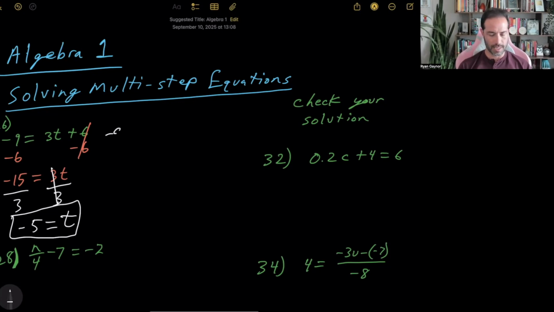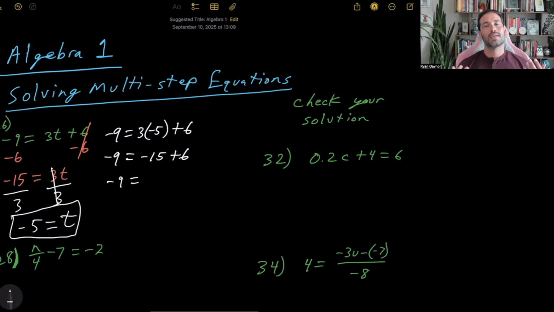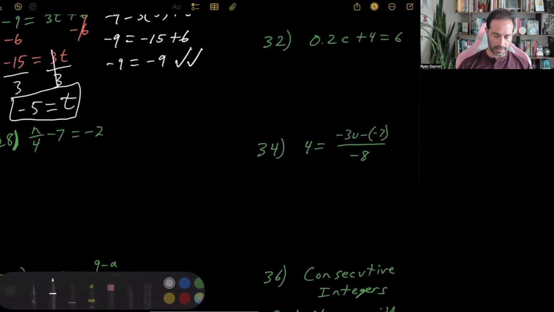We have negative 9 equals 3 times negative 5 plus 6. Negative 9 equals negative 15 plus 6. Negative 9 equals, well, negative $15, right? That means I borrowed $15. If I pay somebody back just the $6, that means I still owe them $9, which is negative 9. So it checks out. All right, we're moving on to number 28. Here we go.